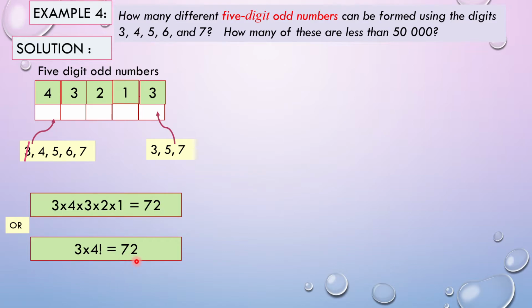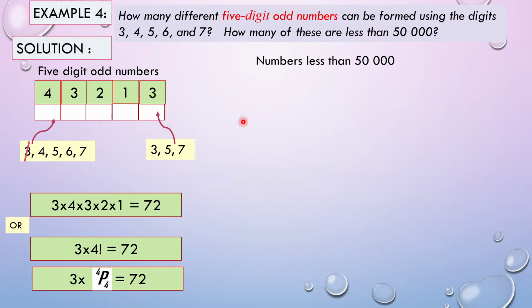Besides 4 factorial, you may also use 4p4. Okay, now numbers less than 50,000. So now we want to find numbers less than 50,000. In order to see the arrangement of the numbers, first prepare 5 boxes.